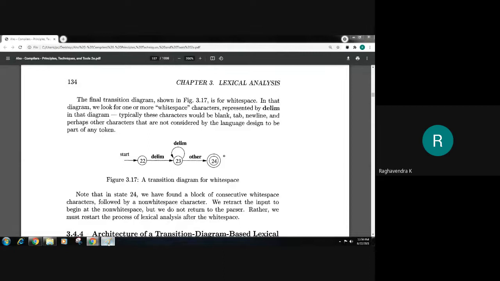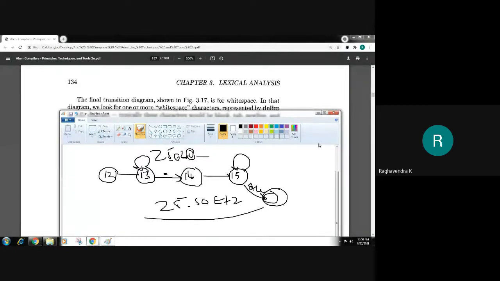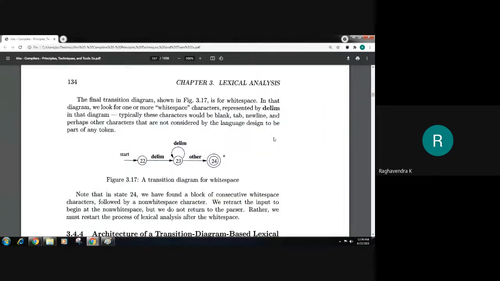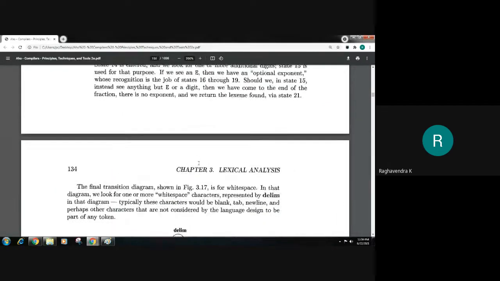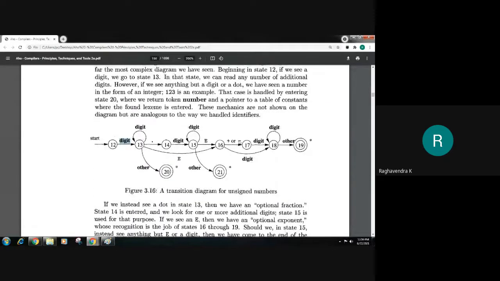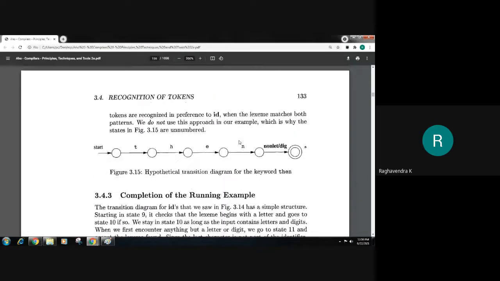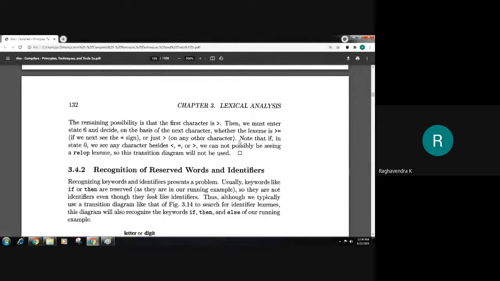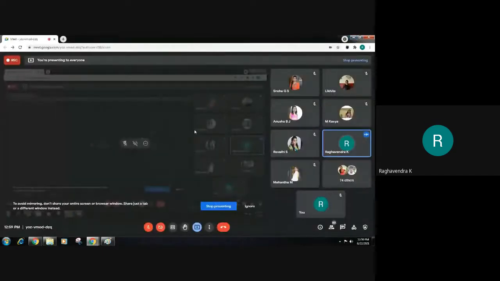Given a regular expression, you should be able to generate transition diagrams for the same, right? A few examples have been given, which I have already discussed. Like this, there may be other examples also, right? So we'll stop here, and if you do have any doubt, then you can ask.